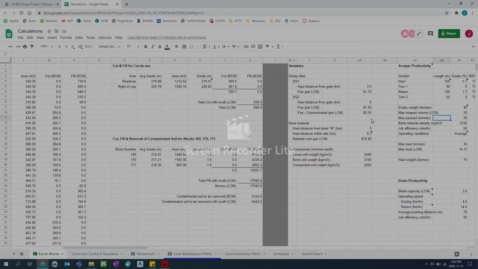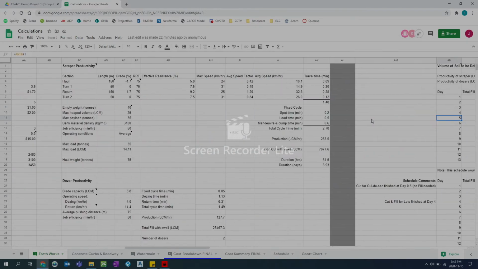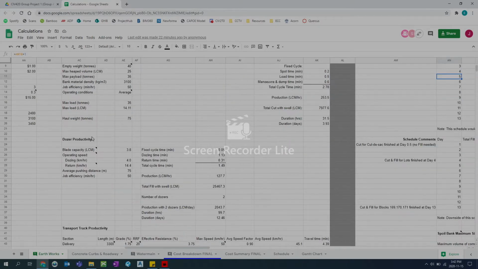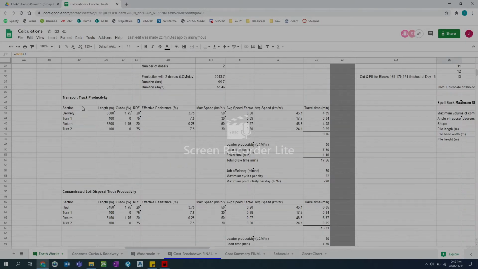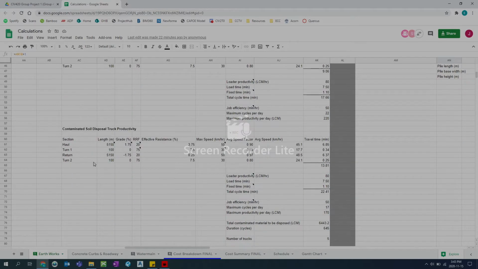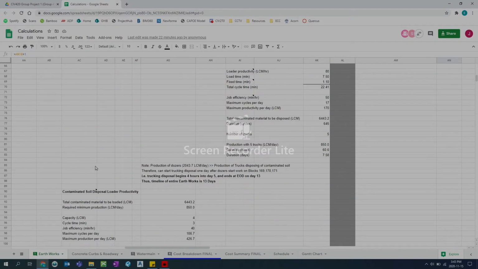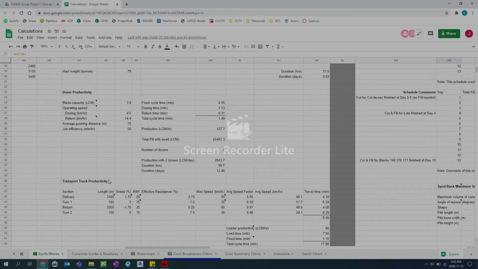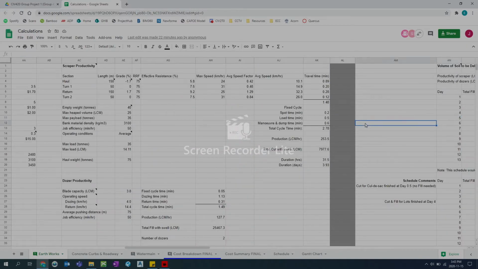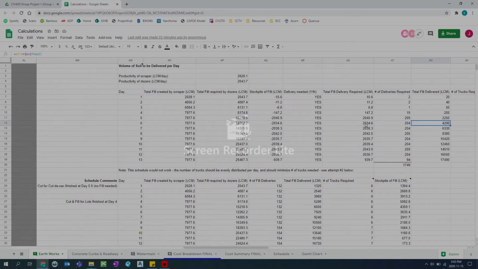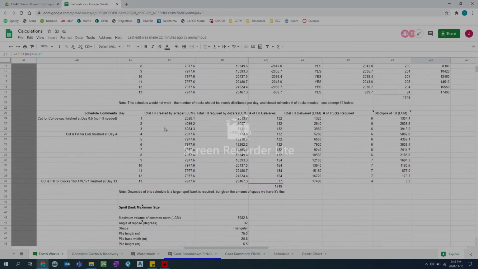The next step for earthworks was determining the productivities of all the equipment that was used. This includes a scraper, dozers, transport trucks for bringing material in for fill, transport trucks for taking out contaminated soil, and loaders for loading those trucks. The third step in the process was determining a schedule. What you see here is a first attempt, and below is the schedule you'll find in our submission.